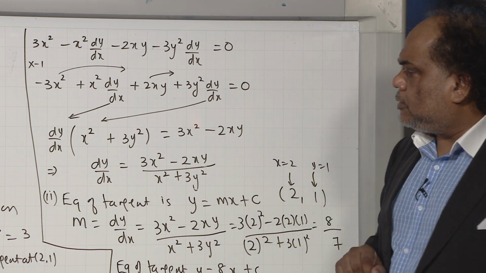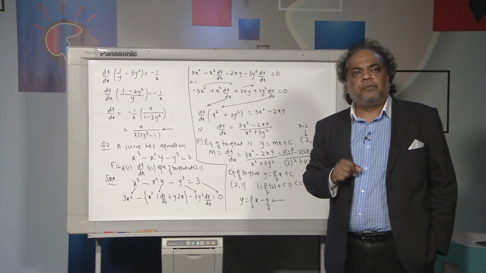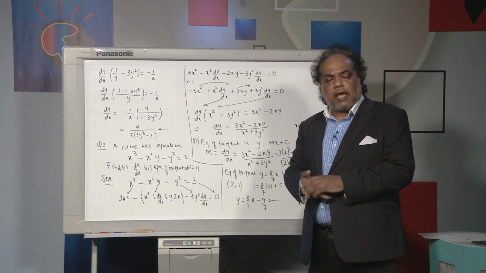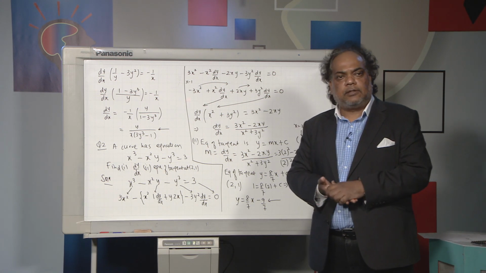So, my dear student, this brings an end to this part on implicit differentiation. We are going to look at next the parametric differentiation. Until next time, it's goodbye from us.